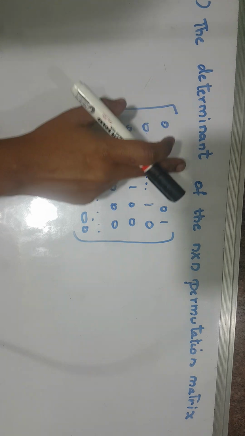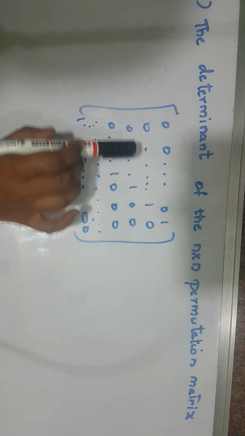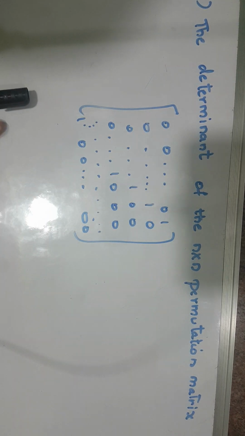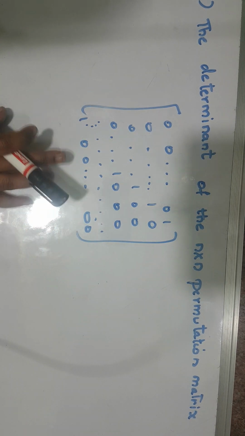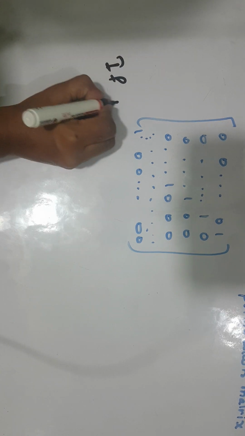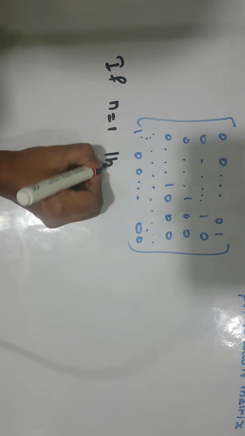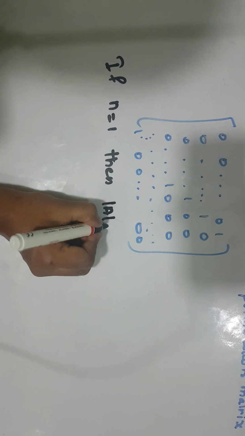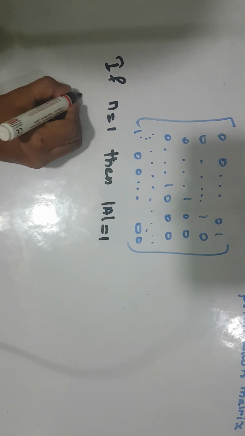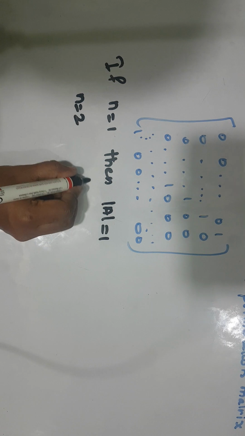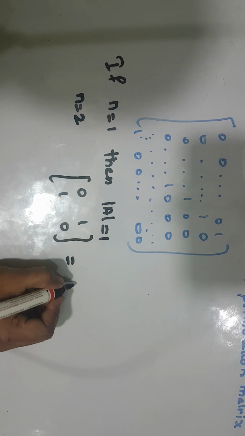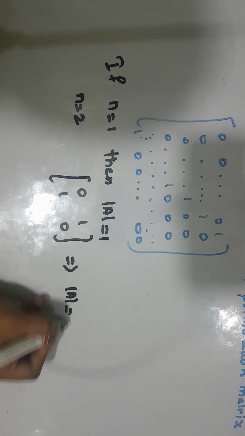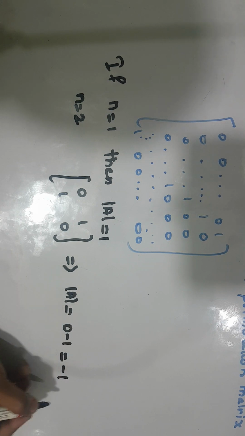The determinant of the n cross n permutation matrix is given here. This is the big value, so we have to find what the determinant of this is. Suppose if n is equal to 1, then the det A value will be 1 only. If the n value is 2, such as 0 1 1 0, what will be the det A value? That implies det A is 0 minus 1, which is equal to minus 1.